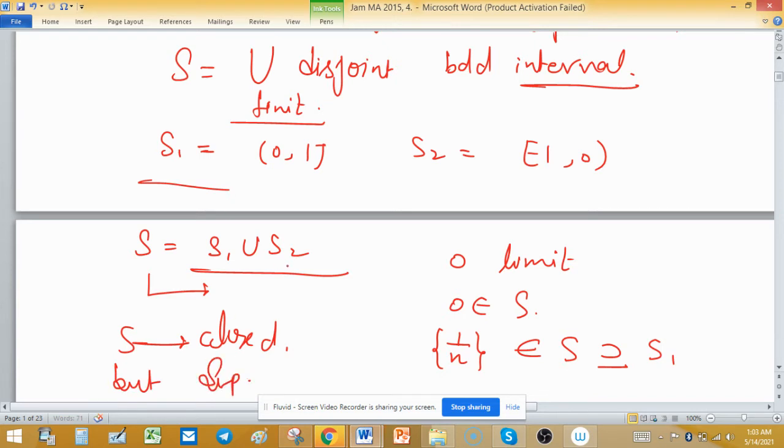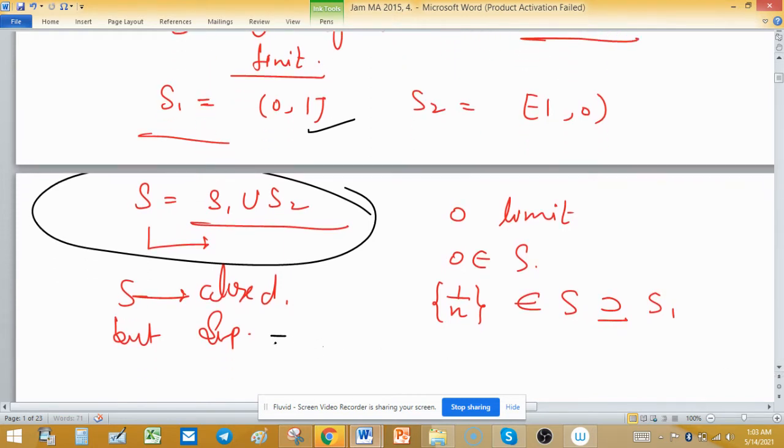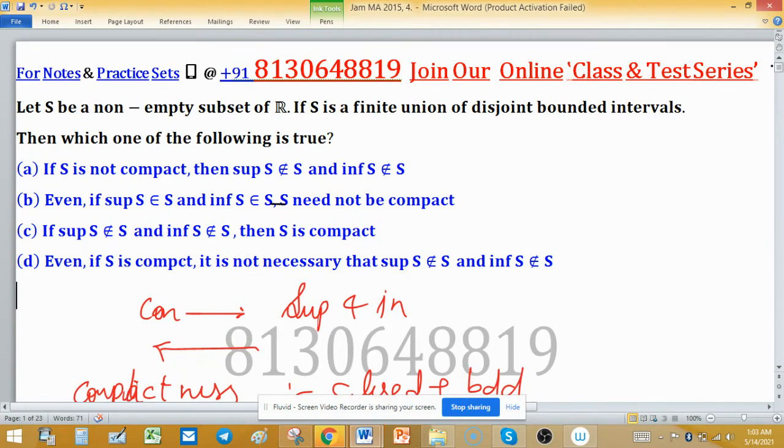What is the supremum of S? You can find the supremum for this set. The supremum of this set S is 1, and the infimum of S is -1. So the supremum and infimum exist, and S is not compact. So option A is false.